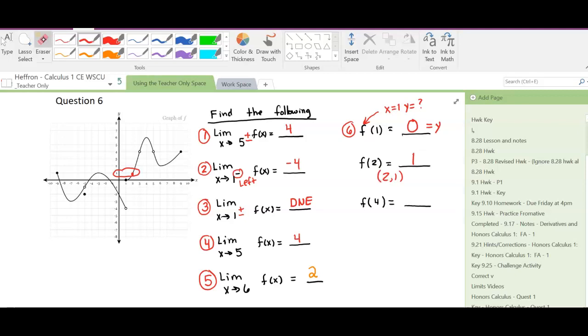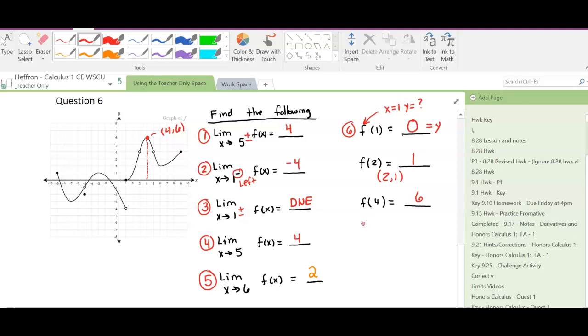And lastly, f of 4. F of 4 would be this dot right here at 4, 6, so that answer would be 6.